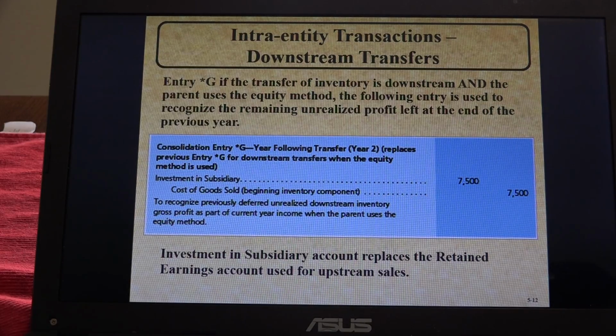And so I think they point out that they use the investment in subsidiary account because the sub's retained earnings has already been closed out or something like that. But anyway, I won't bore you with the details of why, but anytime you have a downstream sale and the parent uses the equity method, just know that you've got a debit to investment in subsidiary, not retained earnings.